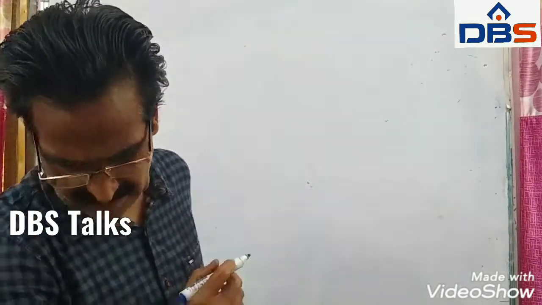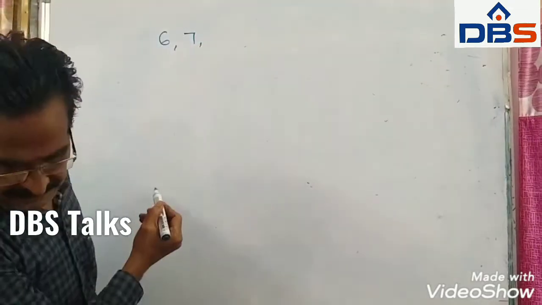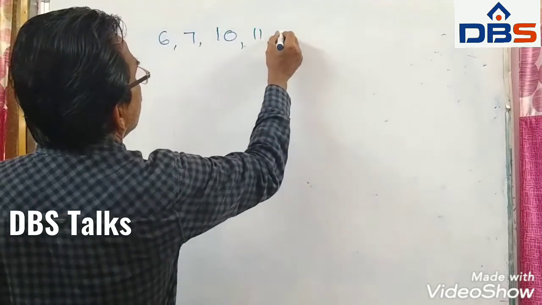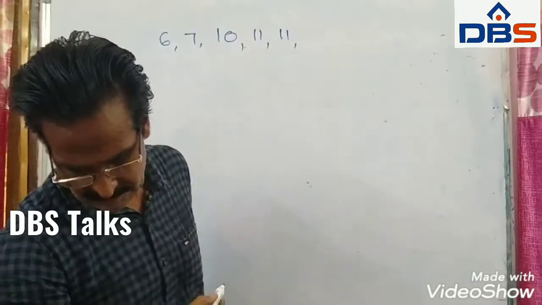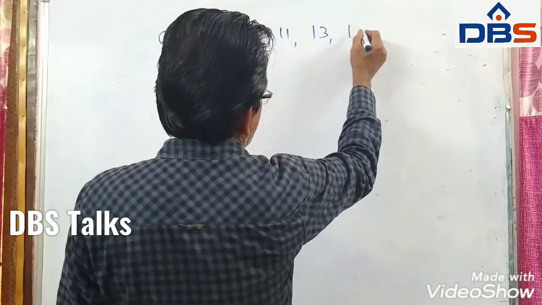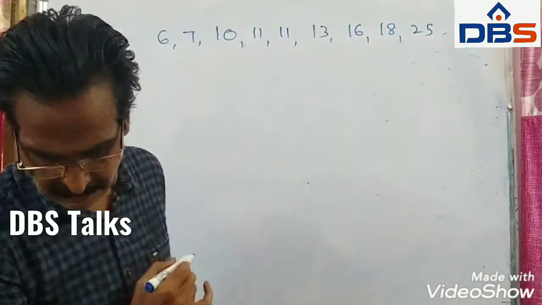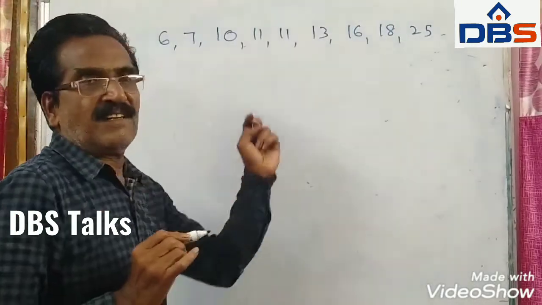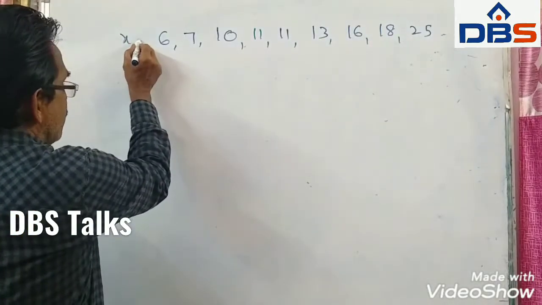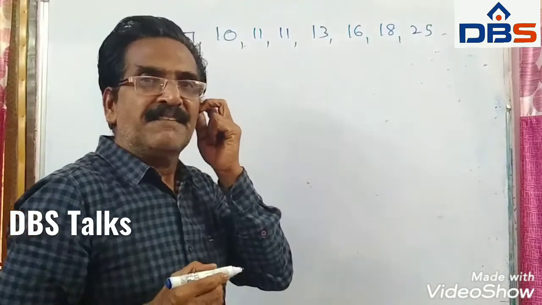What is the variance of the data 6, 7, 10, 11, 13, 16, 18, 25? These are the x values, and we have to find the variance.